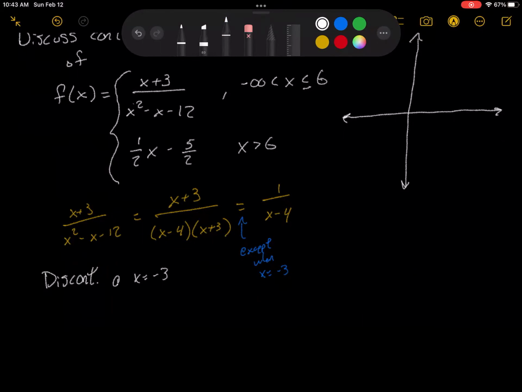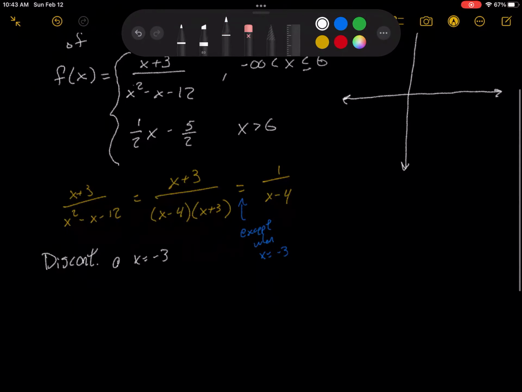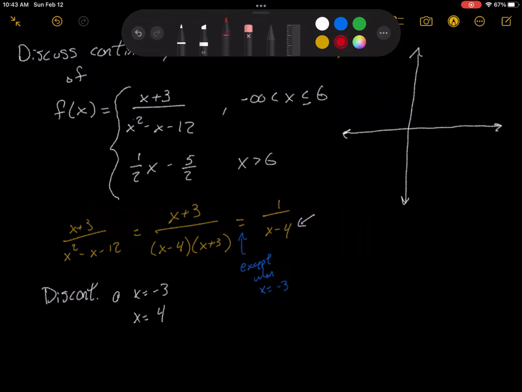It's a removable discontinuity, which we'll show from the graph, since the limit will still exist there. And then the non-removable discontinuity, the one that we weren't able to get rid of, is x is equal to 4. When x is equal to 4, then I have a big problem. So in fact, we have a non-removable discontinuity at x is equal to 4. I got a vertical asymptote there.